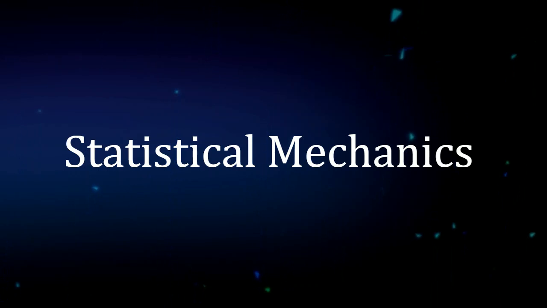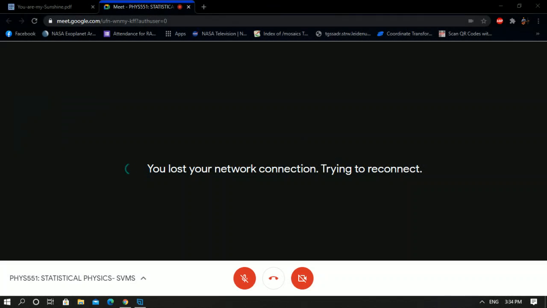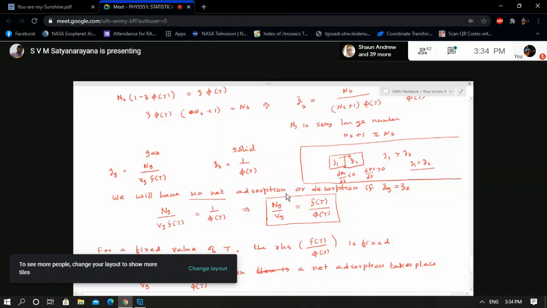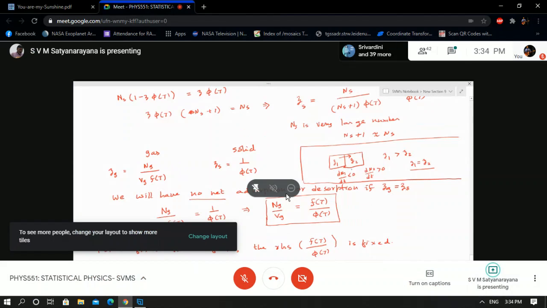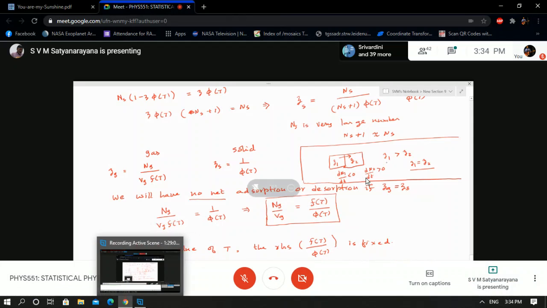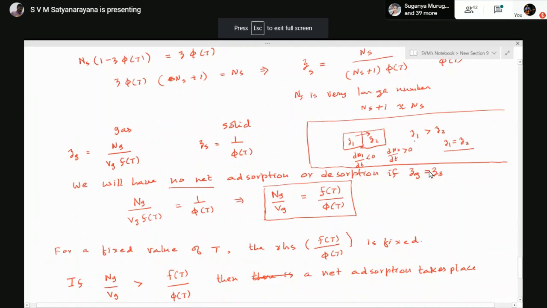If the fugacities are equal, dN1/dt and dN2/dt are both 0. There is no net increase or net decrease in this case. In some sense, the rate of change of particles is an effect, and chemical potential or fugacity is the cause. So that is the relation. The chemical potential gradient will drive the particle transport.